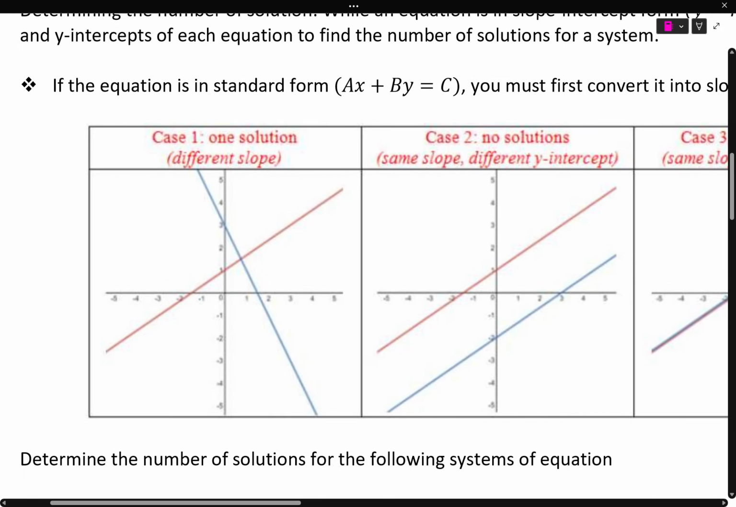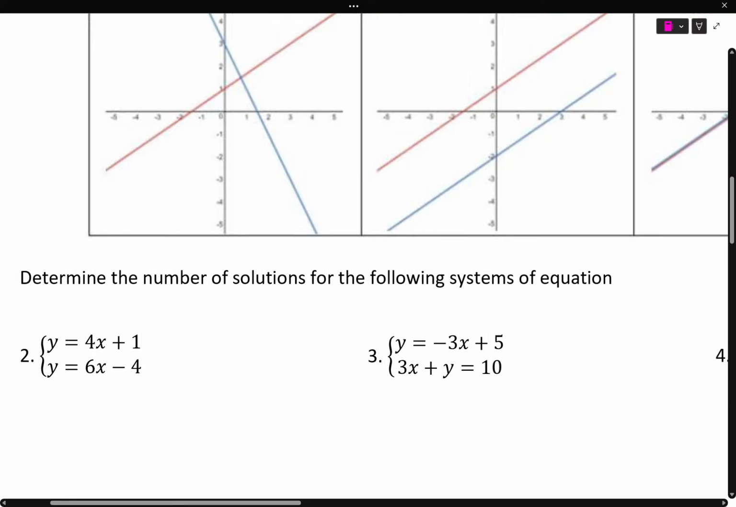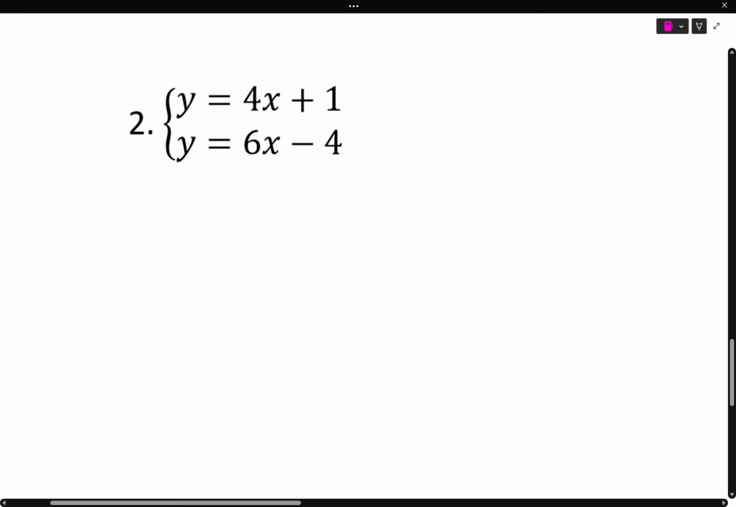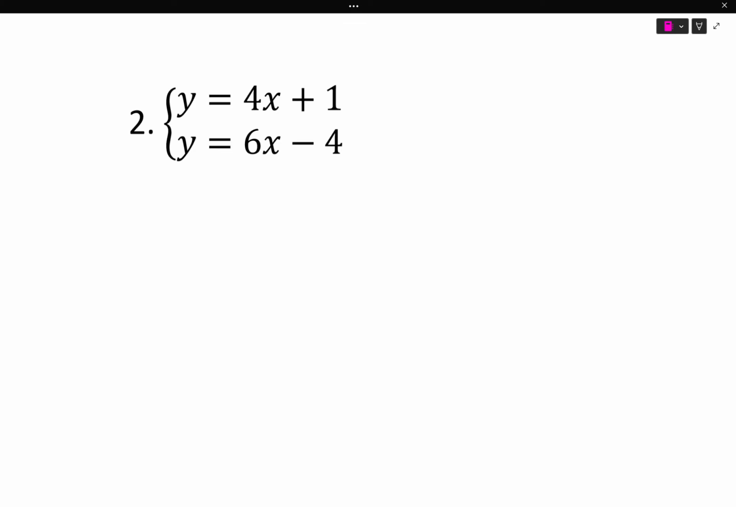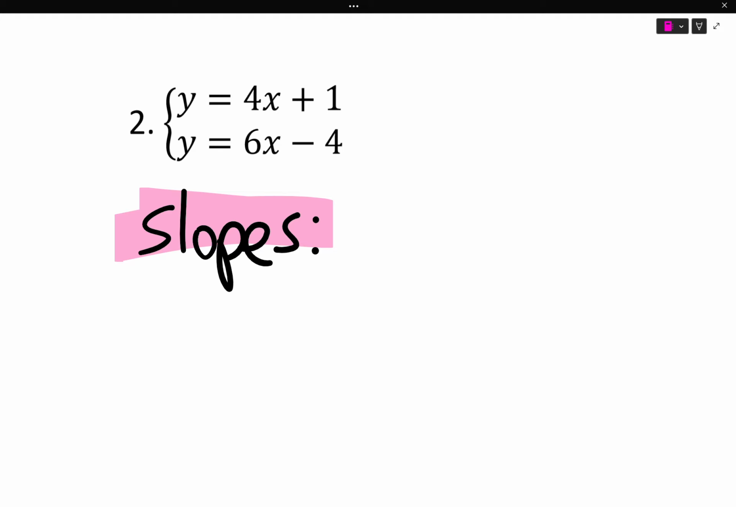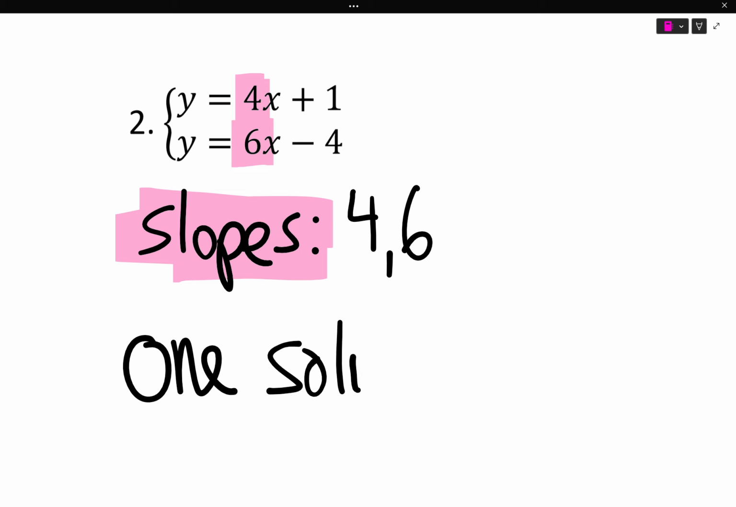All right. First, let's take a look at number 2. Number 2, let's compare the slopes, because that's what we look at first. If we have different slopes, automatically 1 solution. Same slopes, that means we're going to go somewhere between no solution and infinite. We're going to have to decide which. All right. So for number 2, the slopes, which are the numbers in front of x, are 4 and 6. The slopes are different. 1 solution. That means I can solve this problem and get an answer in the form of numbers.